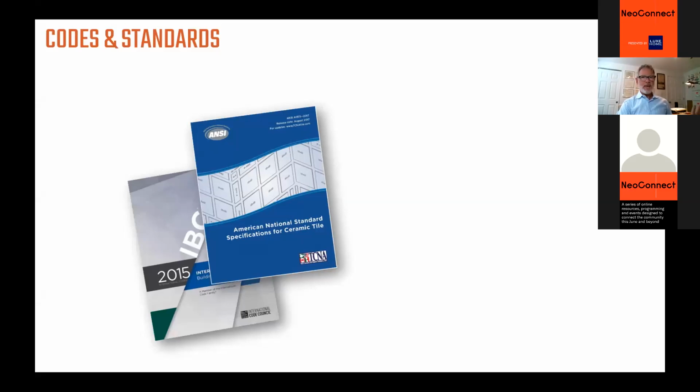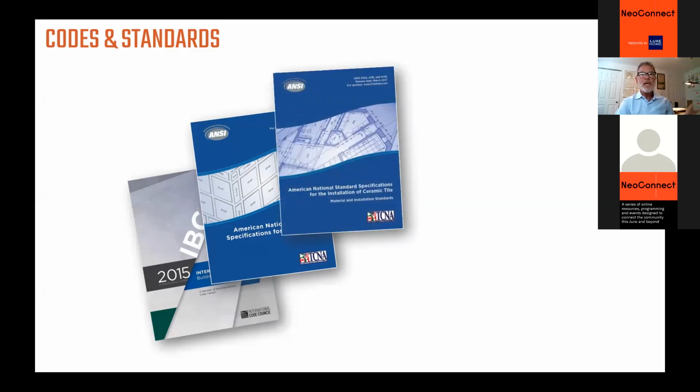Then we jump to the ANSI standards. There are a whole family of ANSI standards that talk about the tile materials, the ancillary materials in the system, that is to say the setting materials, the grouts, the membranes, and the installation of those materials. So we have ANSI A137.1, which addresses the tiles themselves. ANSI A108 is the installation standard.